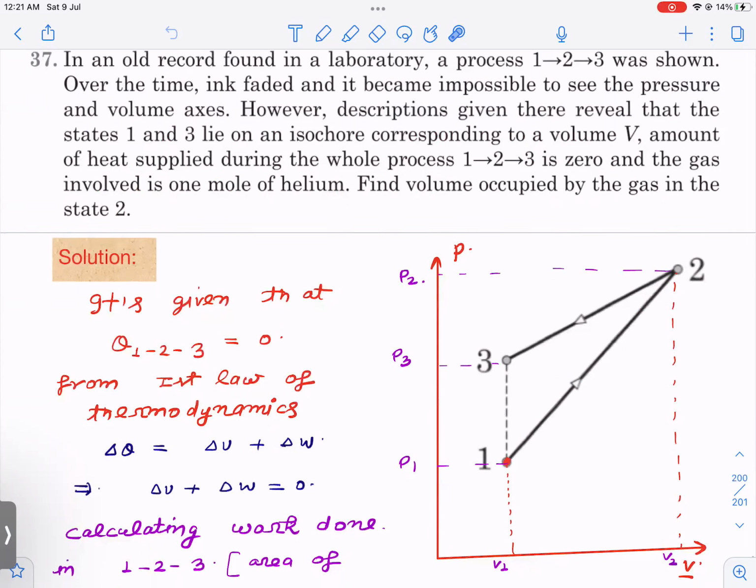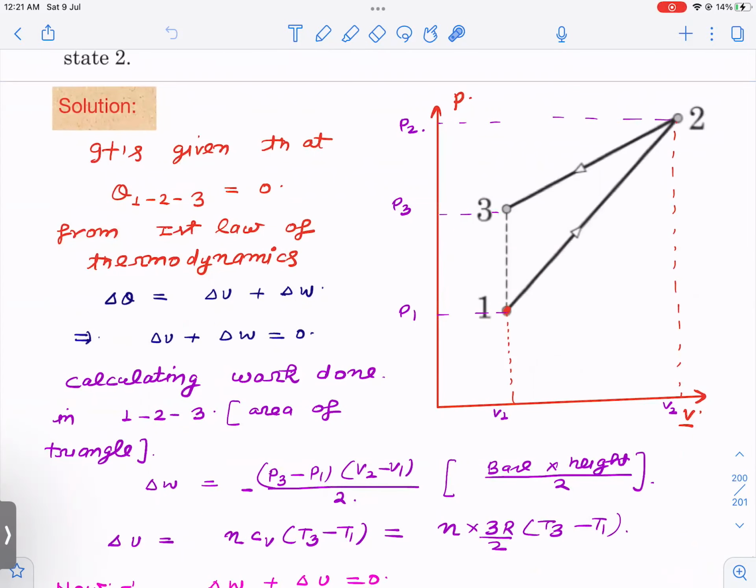So let us see now. It's given that in 1, 2, 3, heat interaction is 0, which is what I have written. Now from the first law of thermodynamics, delta Q is equal to delta U plus delta W. So delta U plus delta W is equal to 0. And even before that, this is the volume axis, and this is the pressure axis. How do I know that? Pressure at 2 is more than 1, and 3 is more than 1.